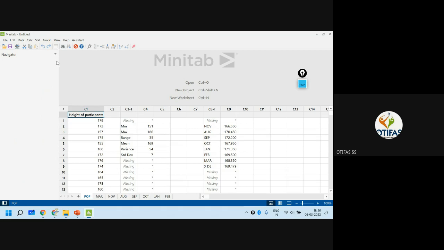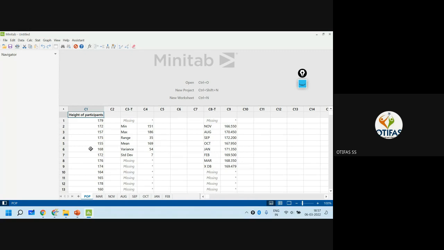Minitab is a statistical software. You have so many software. SPSS is there, Power BI is there, but SPSS is most famous with PhD people. Anybody who wants to go for PhD research mostly uses SPSS because that is good for surveys. Anybody who wants to learn Six Sigma, Minitab is the best software. Anybody who wants big data analysis, Power BI is the best software. Minitab is the best software for Six Sigma.